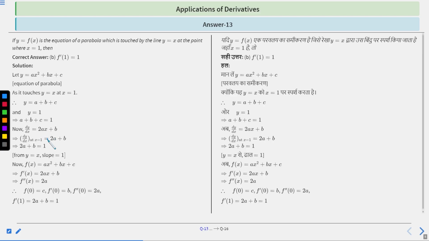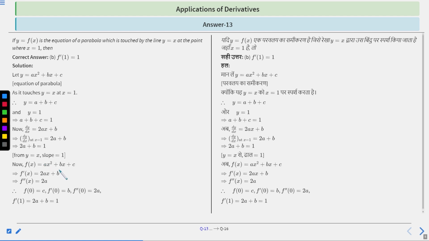Now, dy by dx is equal to 2ax plus b, right? Therefore, dy by dx at x equal to 1 is equal to 2a plus b. Therefore, 2a plus b is equal to 1, right? Now, from y equal to x, slope is equal to 1, because y equal to mx plus c, slope is equal to 1.